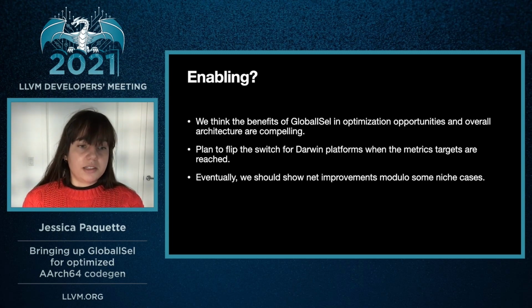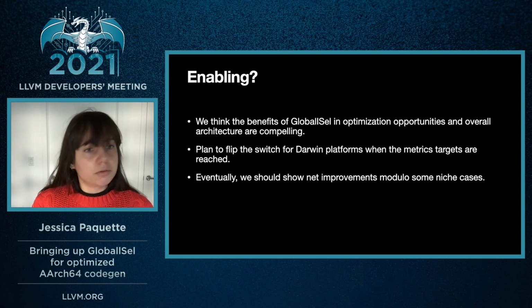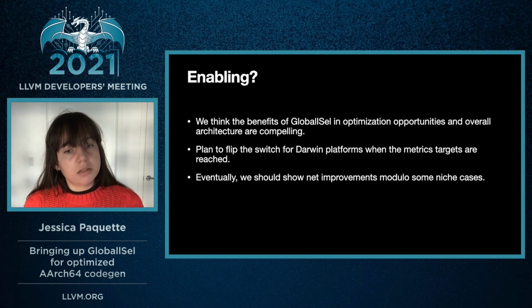Architecturally, GlobalISel is easy to extend and test and improve upon. And so we'd like to push forward with enabling it by default for Darwin once our metric targets are reached.